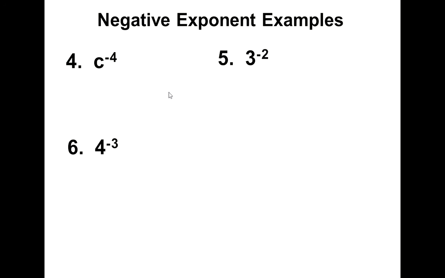So let's do some examples now. C to the negative fourth power. We would use 1 as a placeholder, the fraction bar, keep C as the base, and negative 4 becomes positive 4. 1 over C to the positive 4th power is your answer. Here, we would put 1, the fraction bar, keep the base of 3, but negative 2 becomes positive 2. We're not done yet because this is a number that could be simplified. 3 squared is 3 times 3, or 9. So our answer will be 1/9.